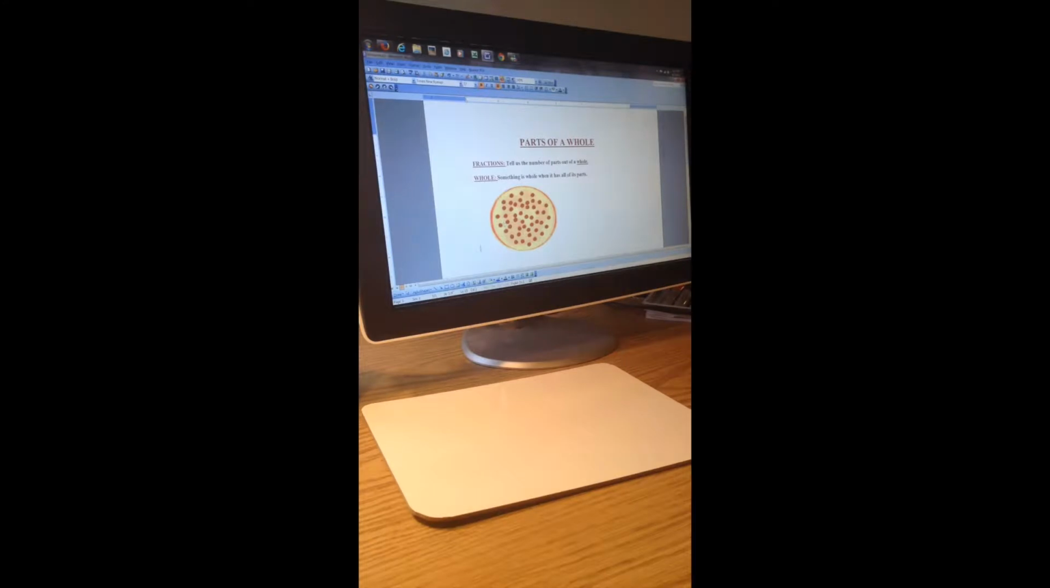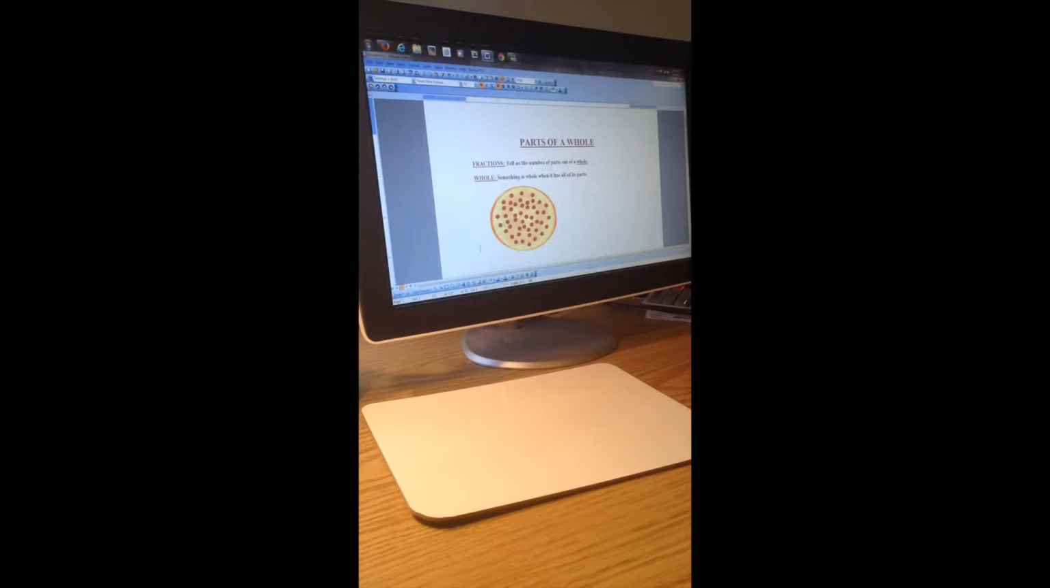When we say fractions, the fractions tell us the number of parts of a whole. A whole is something that is complete, that has all of its parts. So our visual here is a pizza. There are no pieces missing in our pizza, so we know that that equals one whole.